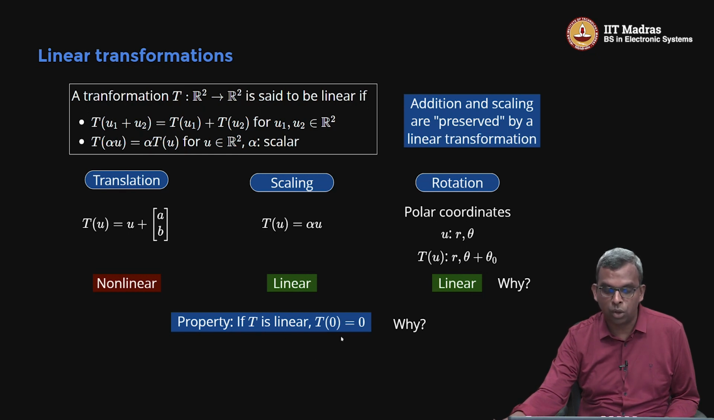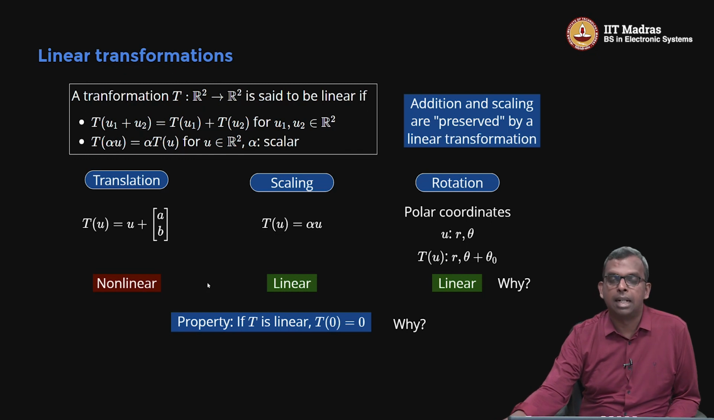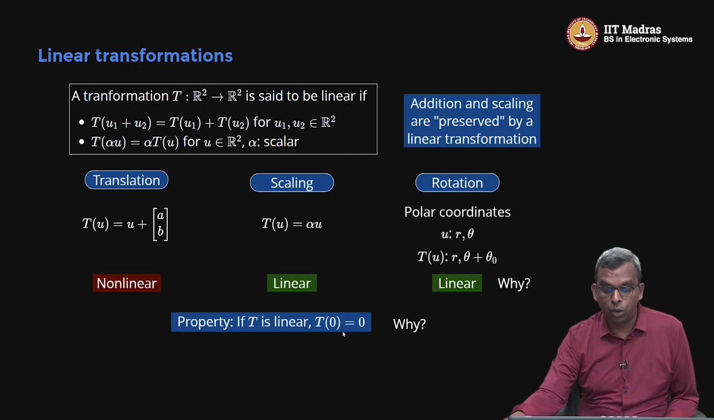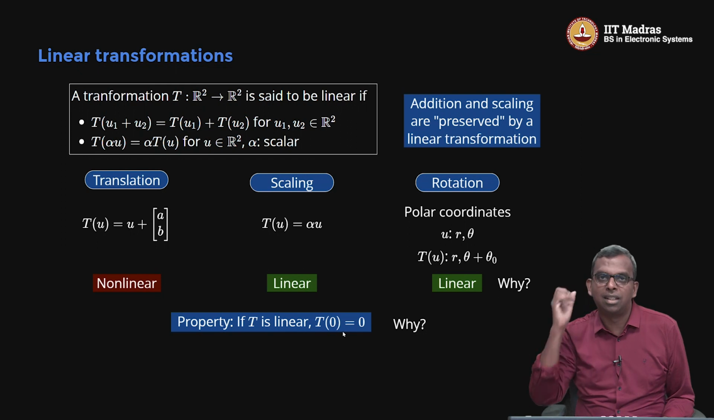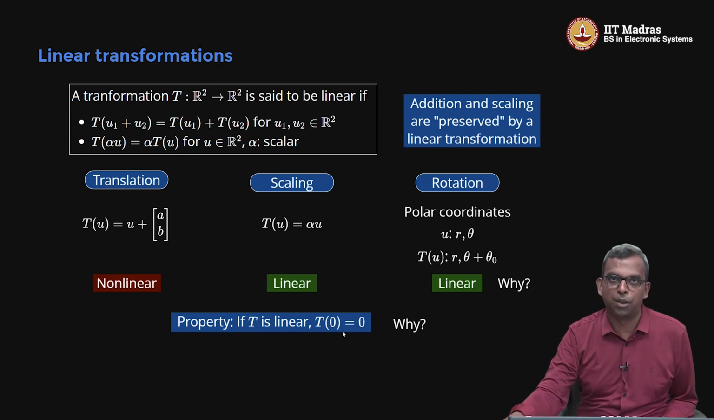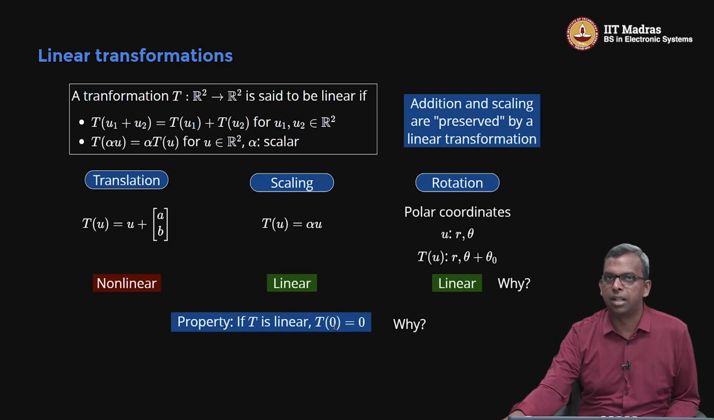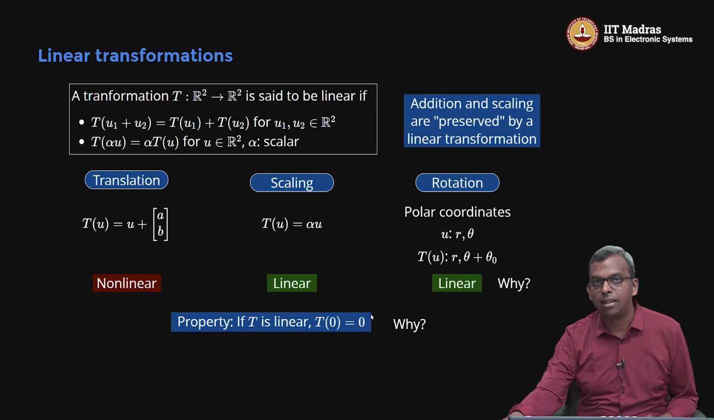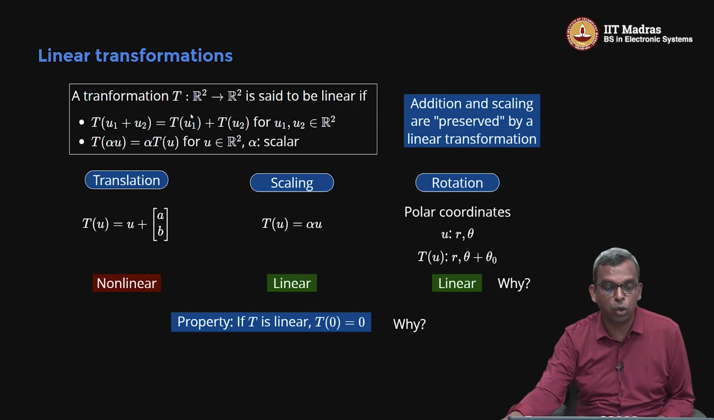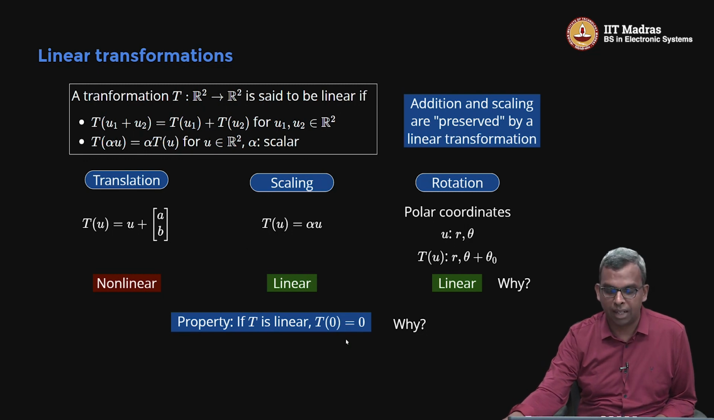This T of 0 equal to 0 can be used as a property for testing linearity. But even if T of 0 is 0, the transformation can still be non-linear. So this is not a sufficient condition. This is one of those properties of a linear transformation. So if this is violated, certainly it's not linear. But if this condition is satisfied, it's not enough for linearity. You have to go back and prove these two properties again. Remember that. How do you prove this, T of 0 is 0?